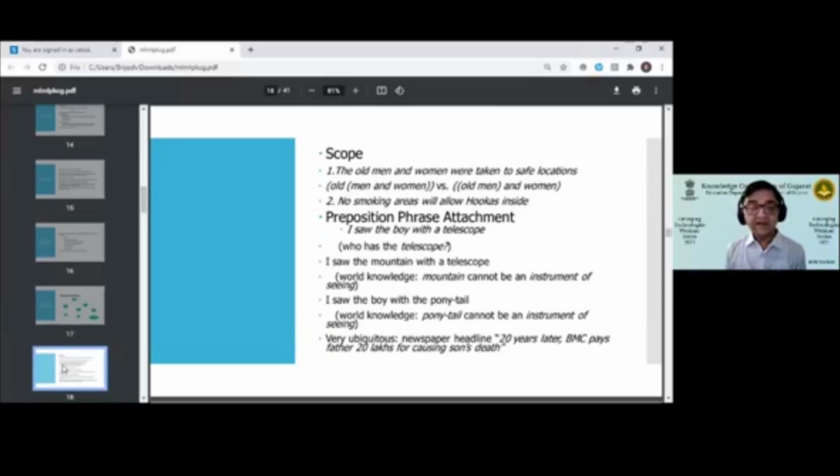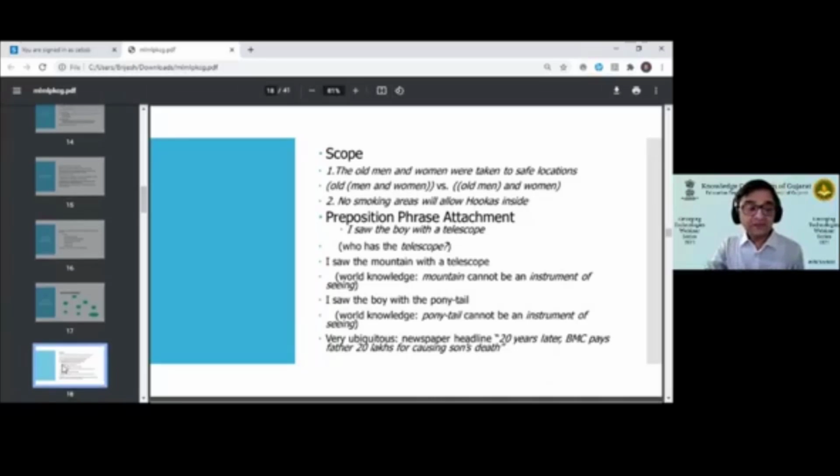Similarly, there is a headline in the newspaper: "20 years later, BMC pays father 20 lakhs for causing son's death." And the question is, who has caused the son's death, BMC or the father? Of course, a father would not kill his son, and even if the father kills the son, BMC would not pay. But that is our pragmatics; we can figure it out from the pragmatics. The grammar of the language doesn't say anything about where to attach "causing son's death."